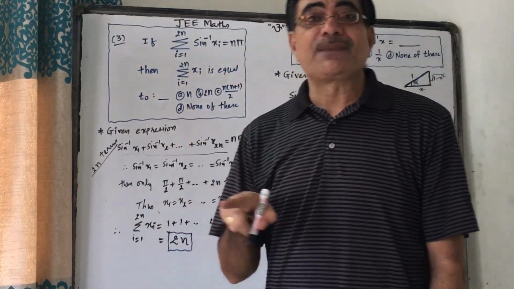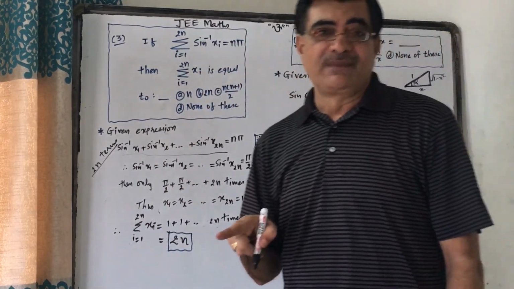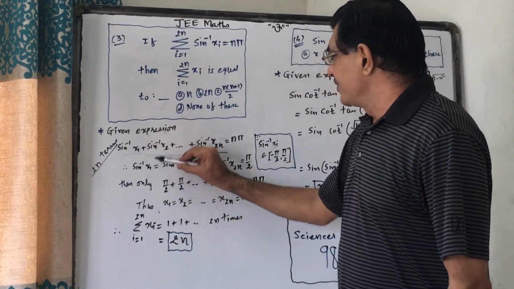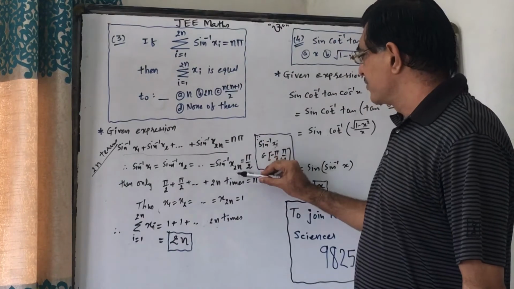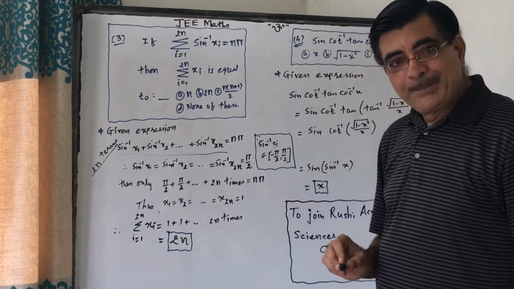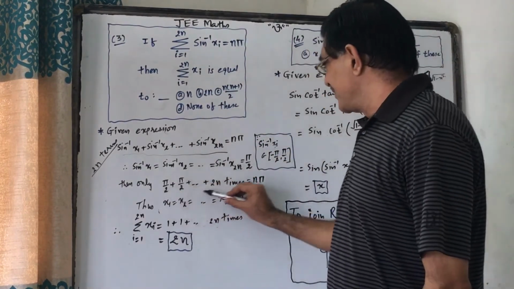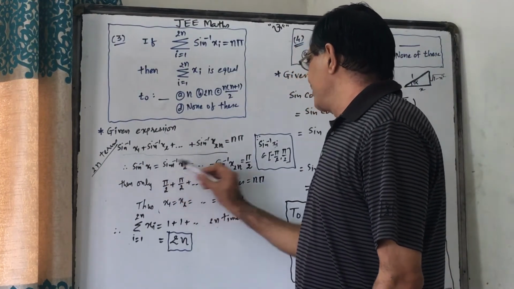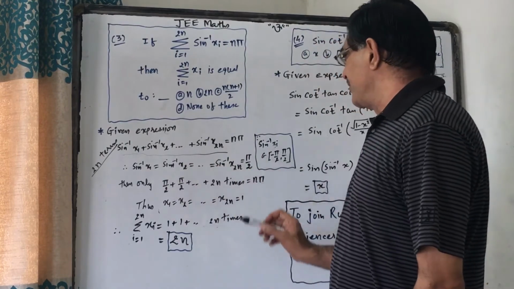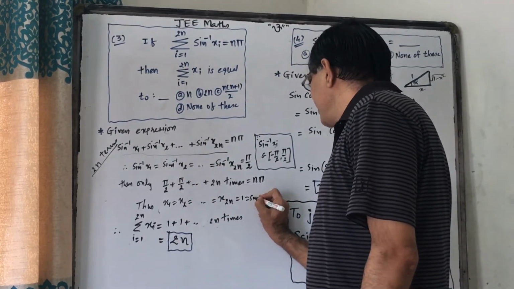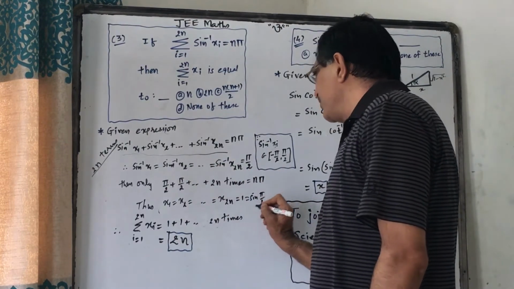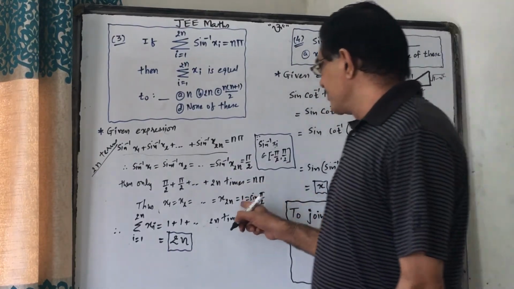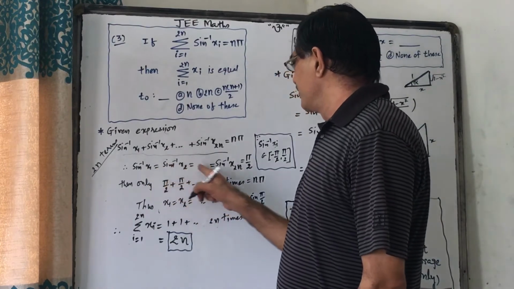But to obtain n pi, I have to take value of each term as pi by 2. So sin inverse of x1 equals sin inverse of x2 equals sin inverse of x of 2n equals pi by 2. Then only we can obtain this. Now if sin inverse of x1 equals pi by 2, x1 will be sin pi by 2. Similarly x2 and x of 2n will be sin pi by 2, and sin pi by 2 is 1. So each term has value 1.